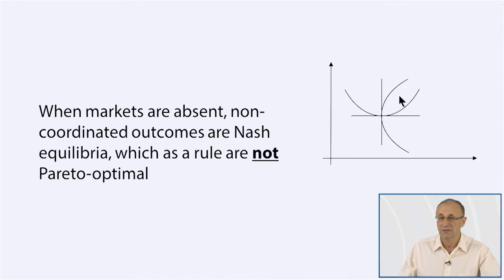Trouble is, this Pareto superior allocation cannot be supported by private decision making. It requires some coordination, and individuals are unable to achieve this coordination on their own.